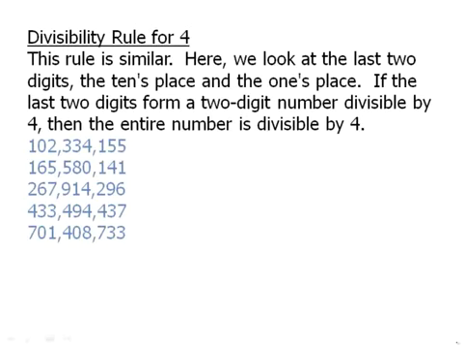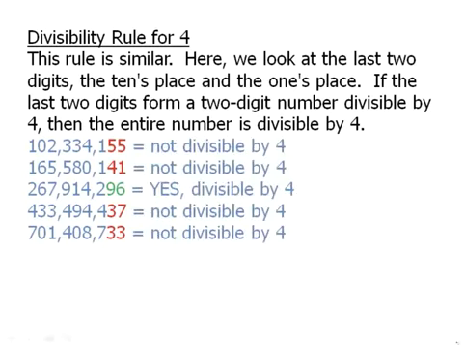So again, our same list of long numbers. Look at those last two digits and think of them as two-digit numbers: 55, 41, 96, 37, 33. The only one among those that is divisible by 4 is 96. 96 is a number divisible by 4, so that means that whole middle number is divisible by 4.